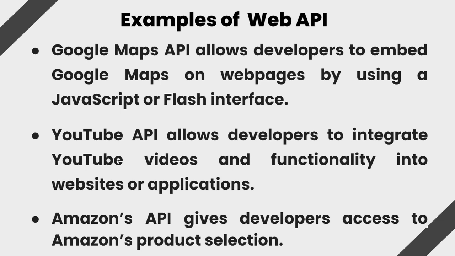Lastly, we have Amazon API. And this API actually gives access to Amazon's product selection. So if a user wants to know how Amazon selects products, he can know that by making use of the Amazon API. So far so good. These three examples here are server side web APIs.